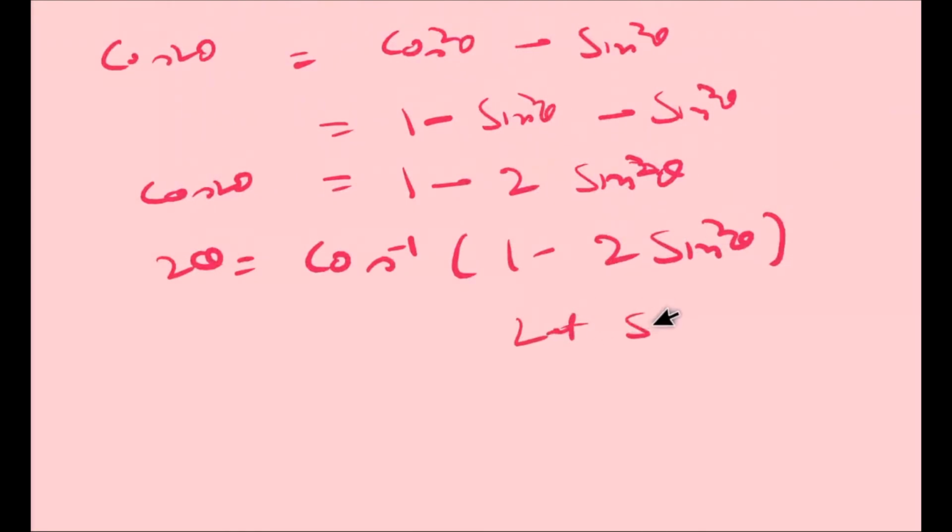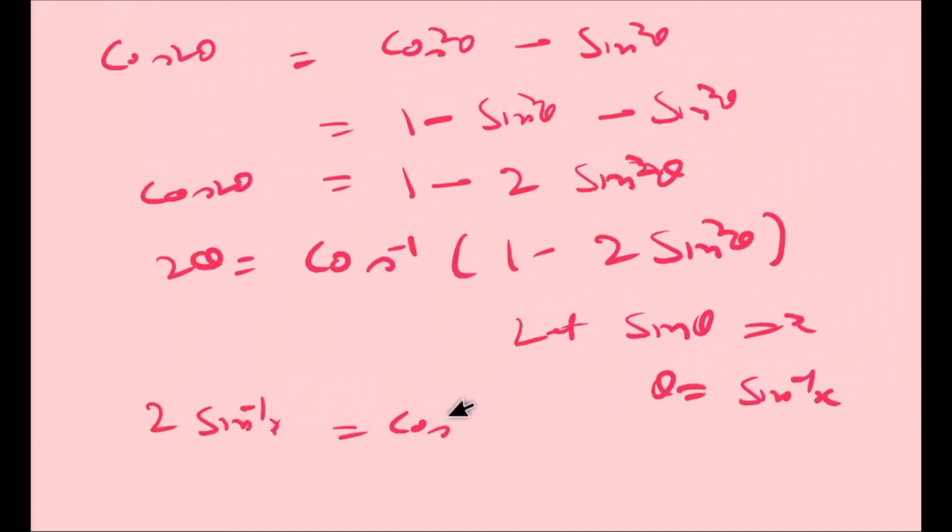Let sin theta equal x, then theta equals sin inverse x. Putting here, 2 sin inverse x equals cos inverse (1 − 2x²). This you have to learn, and this you have to check. If 2x² − 1, then 2 cos inverse x. If 1 − 2x², then 2 sin inverse x. So be aware of all these formulas.